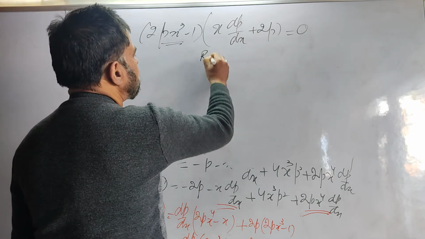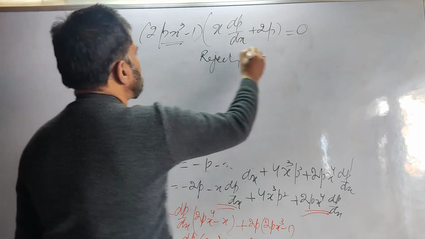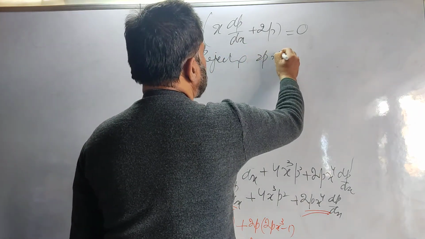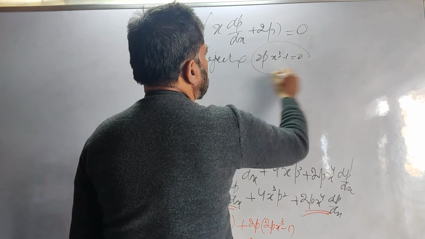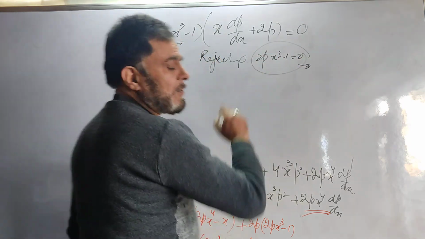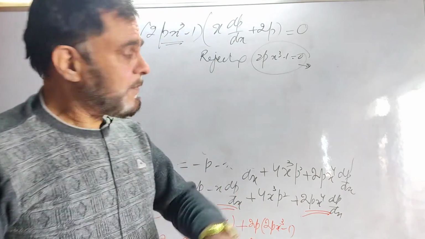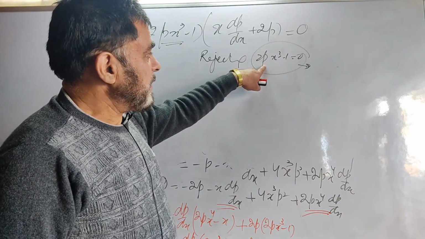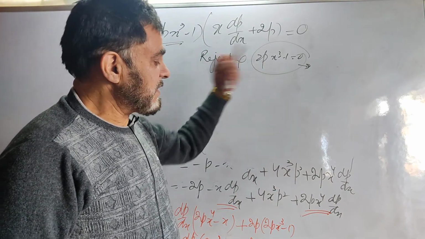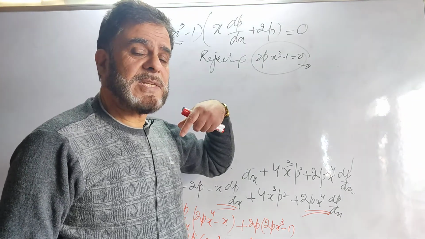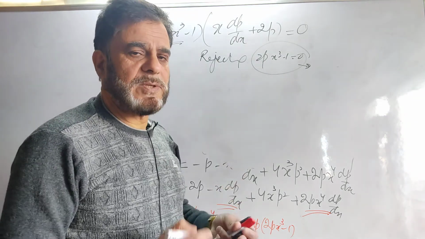We are rejecting 2p x cube minus 1 because it does not involve a derivative. Remember this. Even if you take p from here and then substitute in the given equation, that is known as a singular solution. That will be called singular solution.